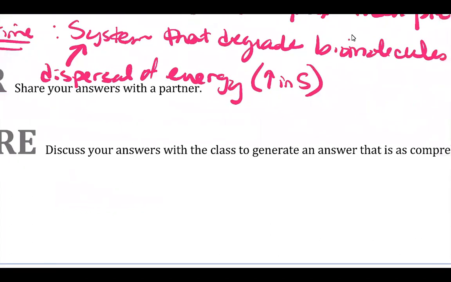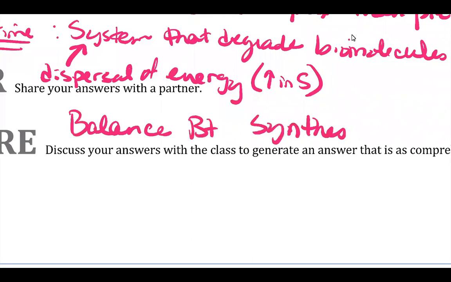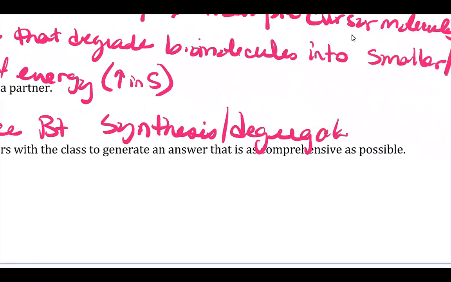So we find a balance between synthesis and degradation. And that allows the cells to convert energy into different forms while still obeying the first law, right? Because you can't create, you can't destroy, but you can interconvert. So if we have a balance between synthesis and degradation, then we're allowing the cells to convert energy into different forms, but still obey the first law of thermodynamics.